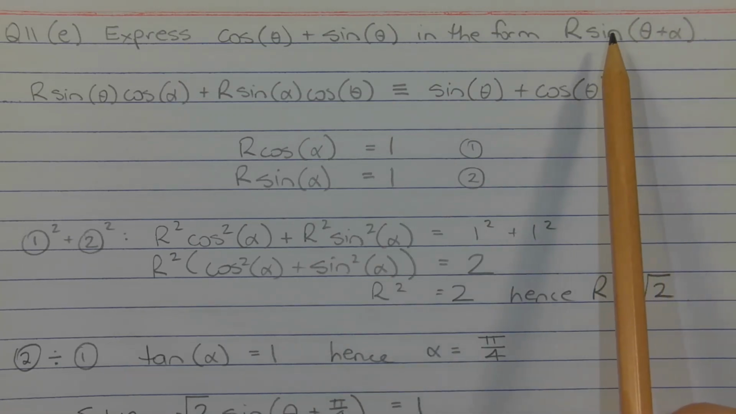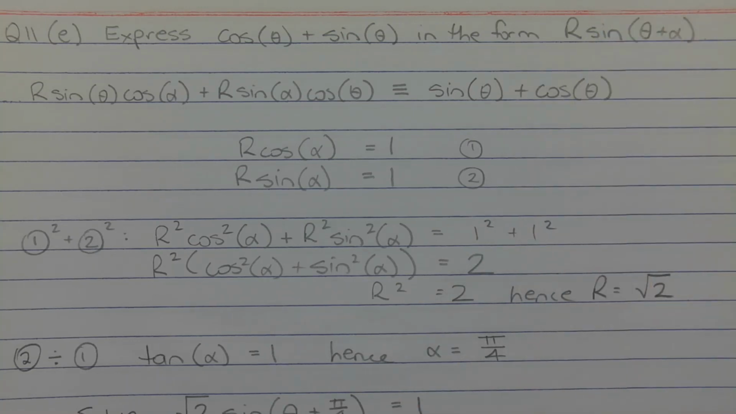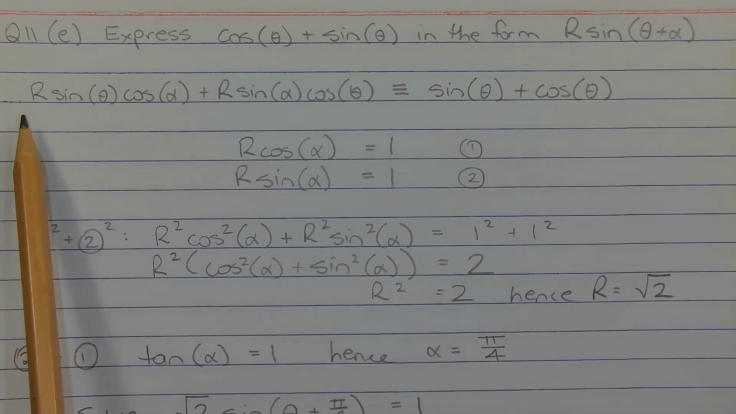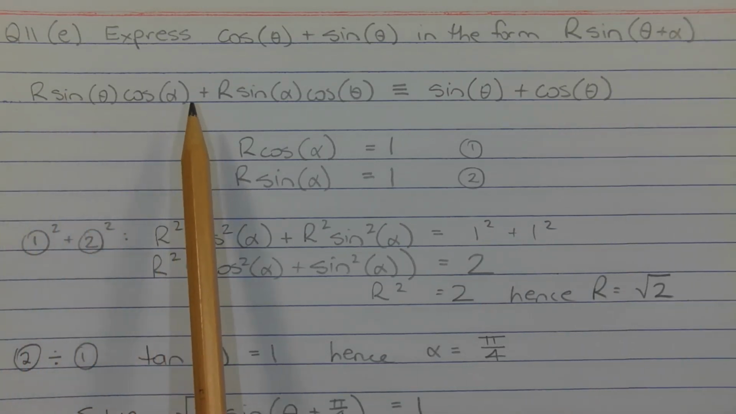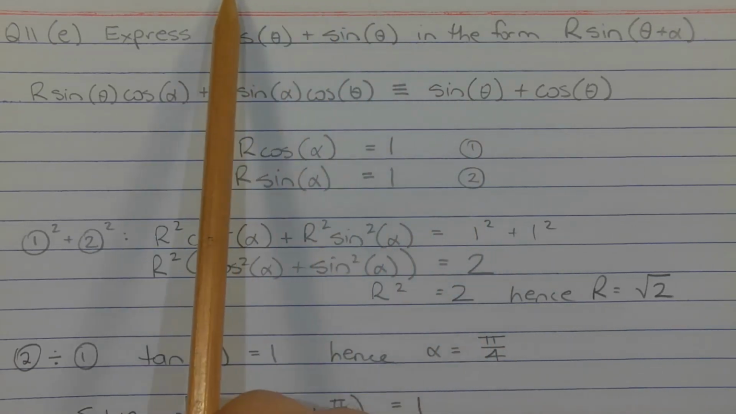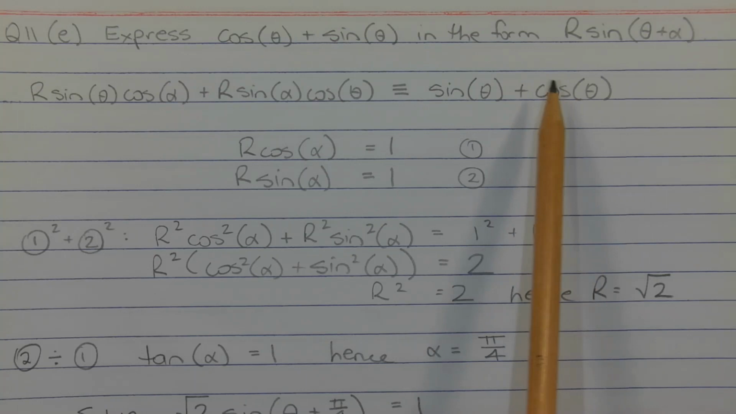The reason why I prefer to use sine rather than cos in this case is the expansion of sine. So let's say sine A plus B. It's going to be sine A cos B plus cos A sine B. So we don't change the sign when going from here to the expansion. So expanding r sine theta plus alpha, we get r sine theta cos alpha plus r sine alpha cos theta, which is equivalent to this expression here. In other words, it's equivalent to sine theta plus cos theta. Notice that I've switched the terms around, and addition is commutative, so we can do that.